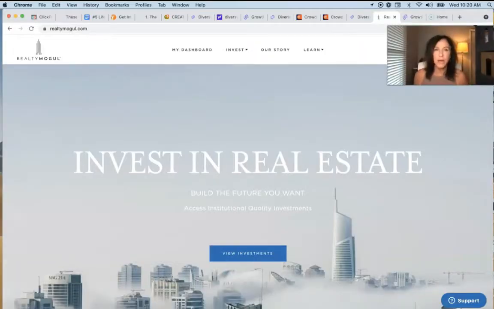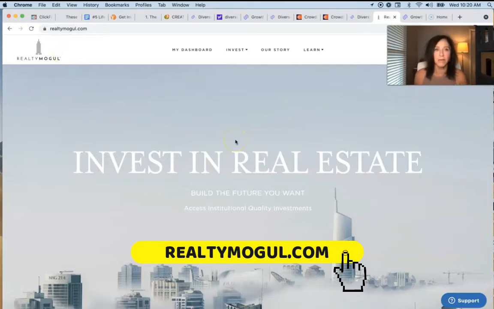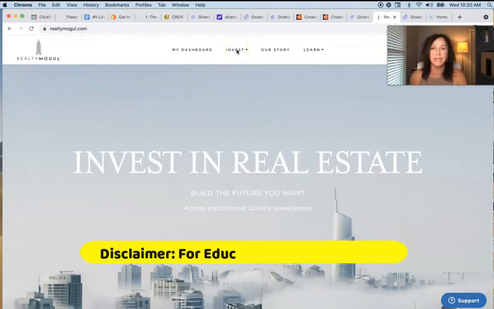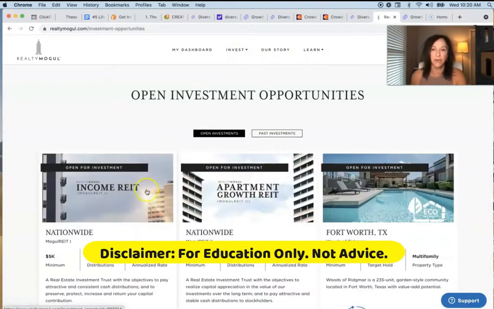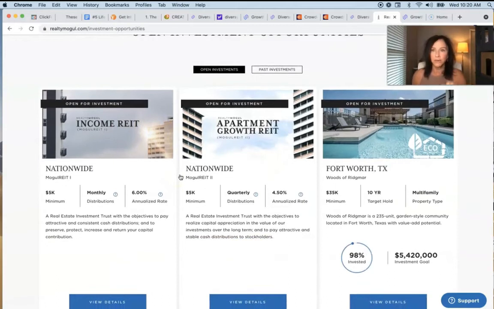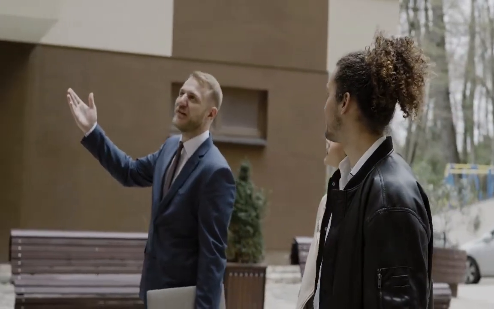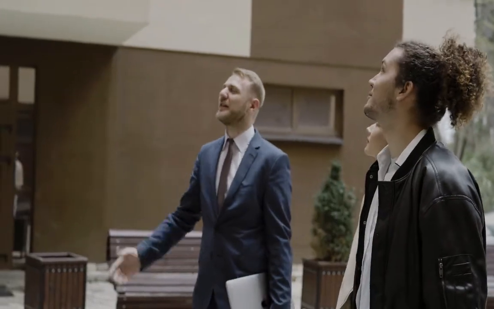All right, the first website I want to look at is called RealtyMogul.com, and they have a lot of real estate investments for accredited and non-accredited investors. And today we're just going to look at the real estate investment trust. And RealtyMogul has 2 of these. So what real estate investment trusts, or REITs, are: a portfolio of multifamily or apartment buildings. Sometimes there are commercial properties in there. It's a whole portfolio, and you can invest as a smaller investor.